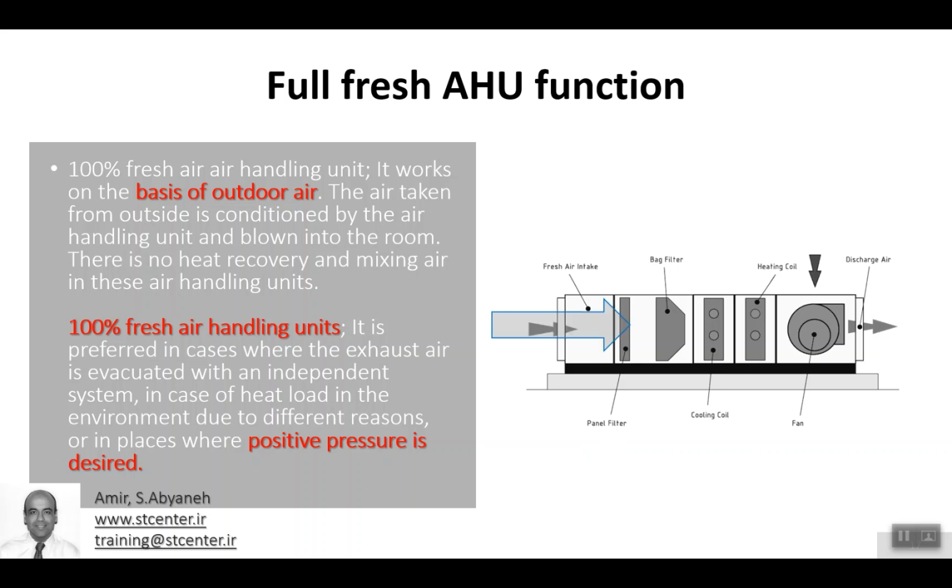You can see here, the air is inlet and outlet. We have the cooling coil and heating coil. 100% fresh air handling units are preferred in cases where the exhaust air is evacuated with an independent system, in case of heat load in the environment due to different reasons, or in places where positive pressure is desired. So sometimes we need positive pressure, sometimes we need fresh air. It depends on the mechanical needs. But we as automation engineers should provide the I/O, needed devices, make the list of material, install the program, and that's done.